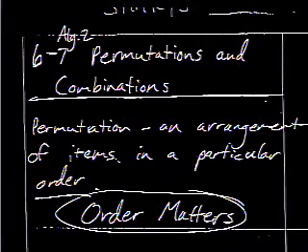Okay, Algebra 2, this is section 6-7. It's about things called permutations and combinations. I know you don't know what those words mean yet, but you will. A permutation is an arrangement of items in a particular order. So we're counting the number of different ways that we can arrange a set of items. So the big phrase that you need to understand is that order matters in a permutation.